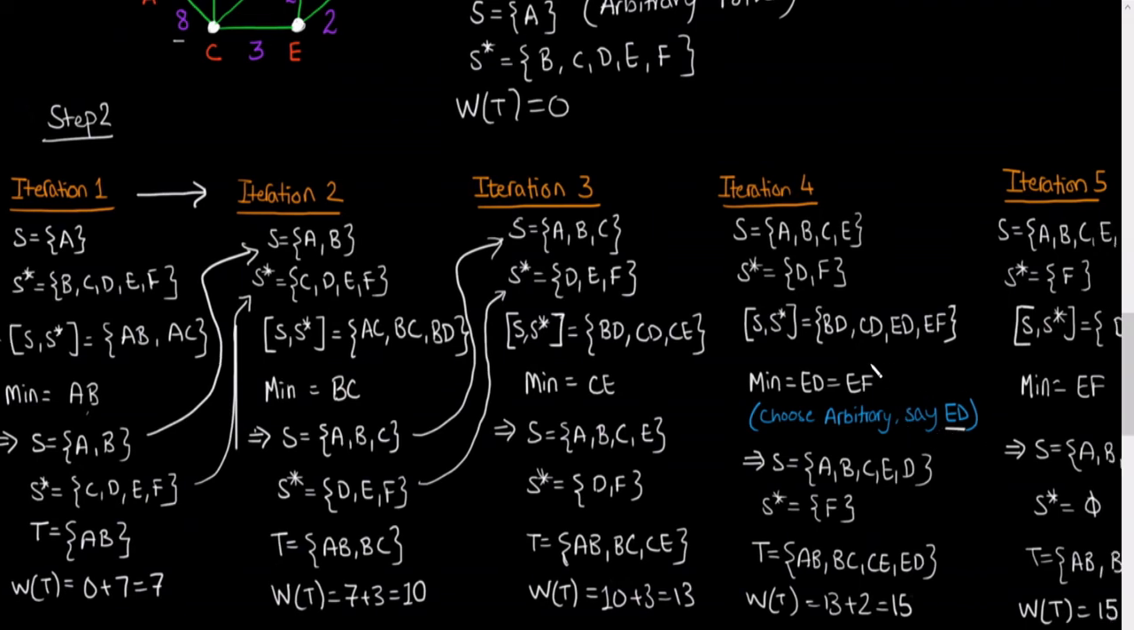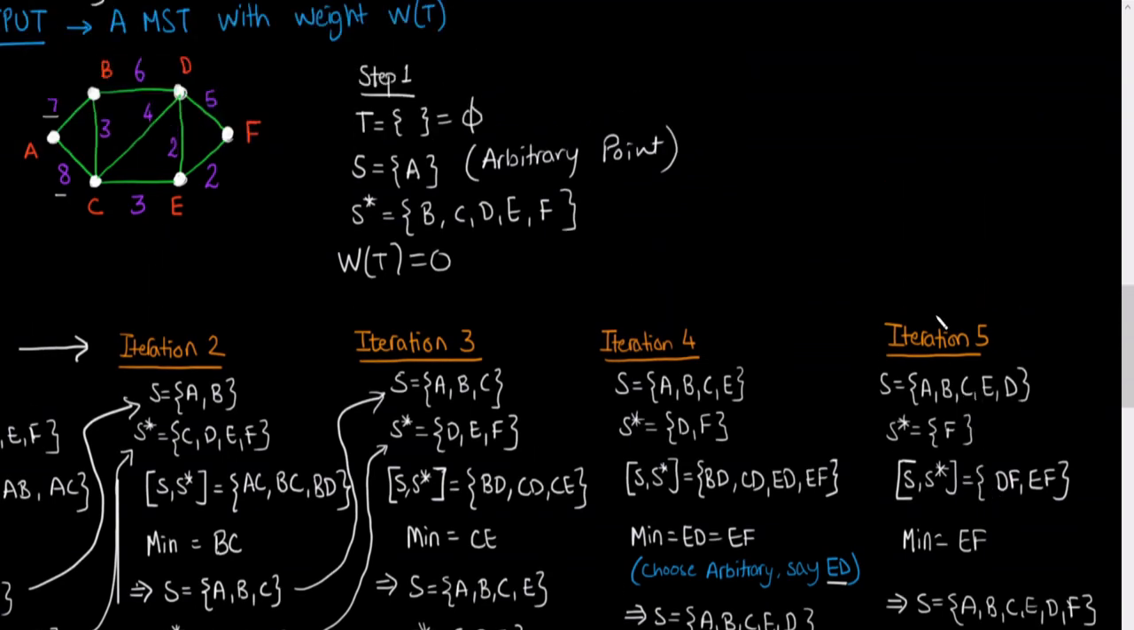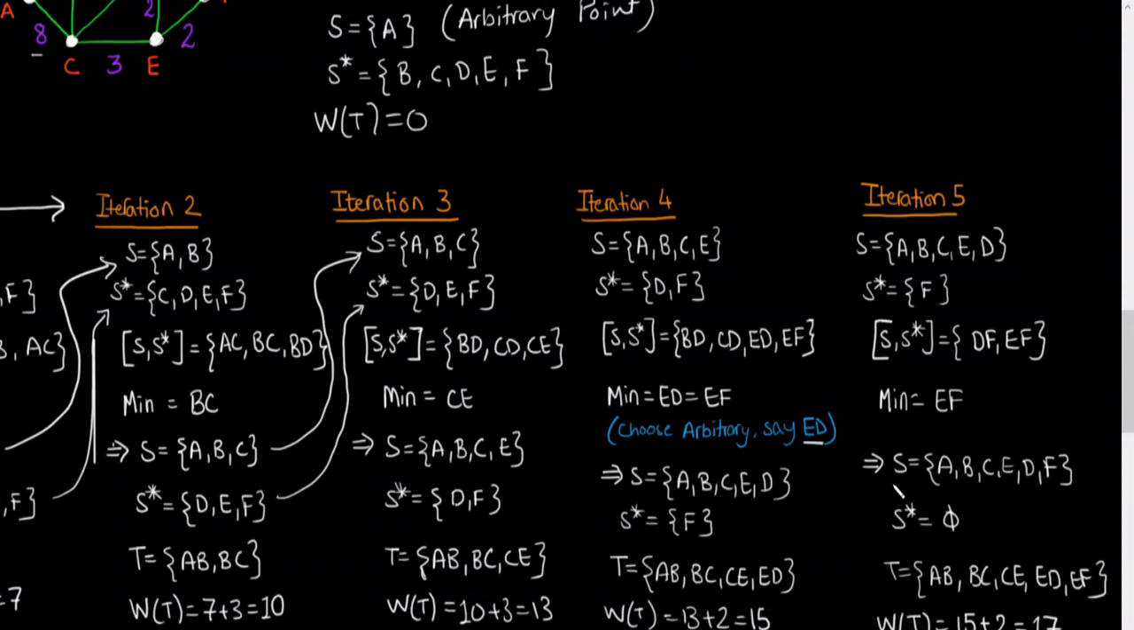Okay, and iteration 5, my S would be ABCED, my S star is F. All the edges from S to S star are only 2, those are DF and EF. You can see only 2 edges are connected to F, and the minimum of these is EF. And so my S now would be ABCEDF. My S star is now the null set, because S is the same thing as V right here in this iteration, so S star becomes null. My T would be AB, BC, CE, ED and EF, and my weight is 15 plus 2, that is 17.